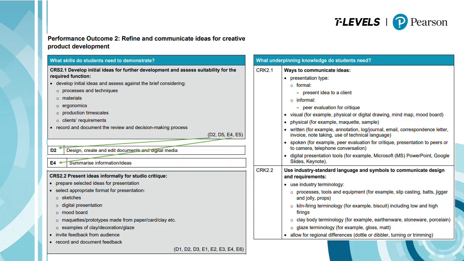These are references to the General Competencies Framework which you will find in the appendix of the specification. In this example, they signify the general digital and English competencies that your students will be able to demonstrate by developing these skills. Following the skill statements for the performance outcome, the underpinning knowledge your students will need is listed. Here is a sample of part of the related knowledge content: CRS 2.1 Ways to communicate ideas, and CRS 2.2 Use industry standard language and symbols to communicate design and requirements. Each performance outcome is expanded through related skills and knowledge content in this way throughout each occupational specialism.